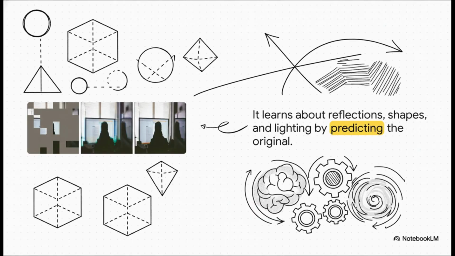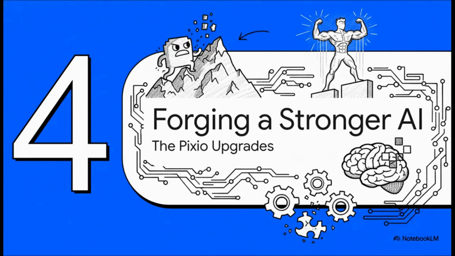To get it right, it has no choice but to develop this deep, implicit understanding of physics, of geometry, of texture. This means it's not just memorizing pictures, it's learning the fundamental rules of how our world looks. Now, this classic idea was really powerful, but researchers at Meta FAIR and HKU looked at it and thought, can we push this even further? Can we take this underdog approach and turn it into a real champion?